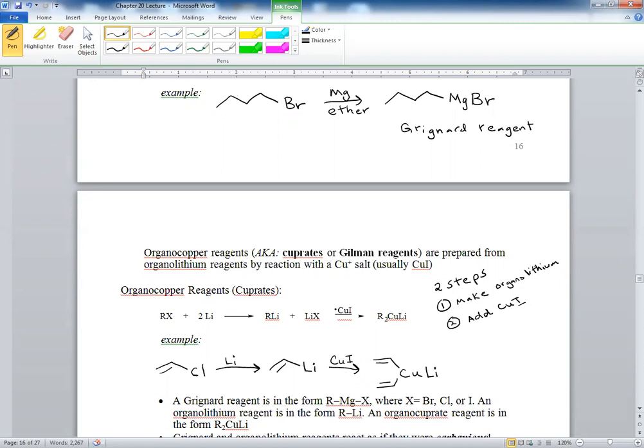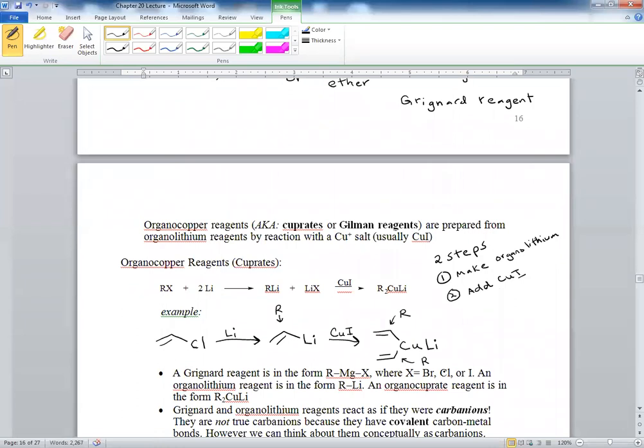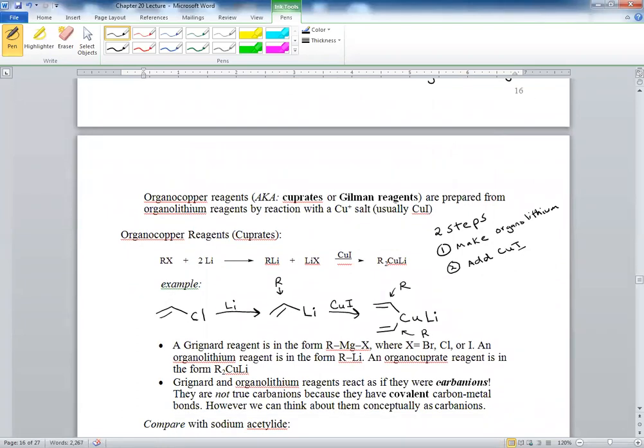Okay, so what's going to happen here is notice that you have 2 R groups. Here's an R and there's an R group attached to the copper. So it looks a bit weird here, but that's the organocopper. So pay attention to the formula here, R2CuLi, not RCu. That distinction has to be made.